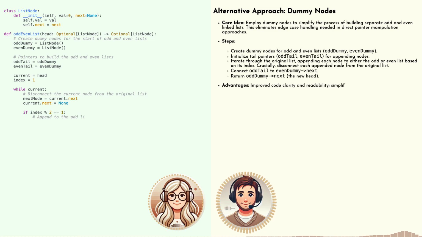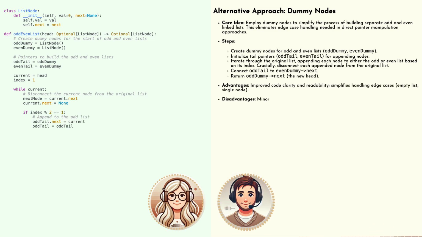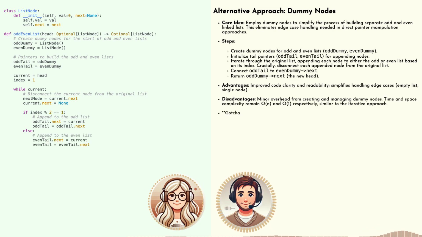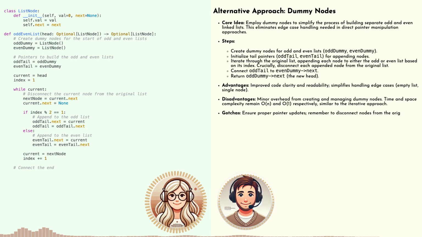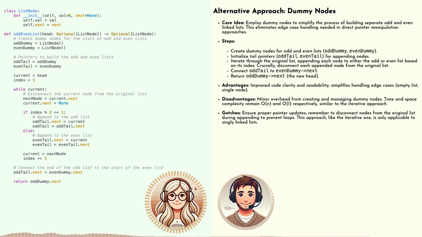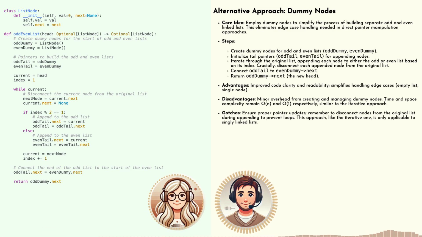All right, we're back, and I'm still buzzing about that pointer weaving technique. Yeah. It's amazing how much you can accomplish just by cleverly rearranging connections. It really is. It's a testament to the power of thinking about data structures not just as static containers, but as dynamic networks where relationships can be shifted and reformed. Yeah, I love that perspective. But you mentioned there are other ways to solve this odd-even linked list problem. Right. What's another approach we could take?